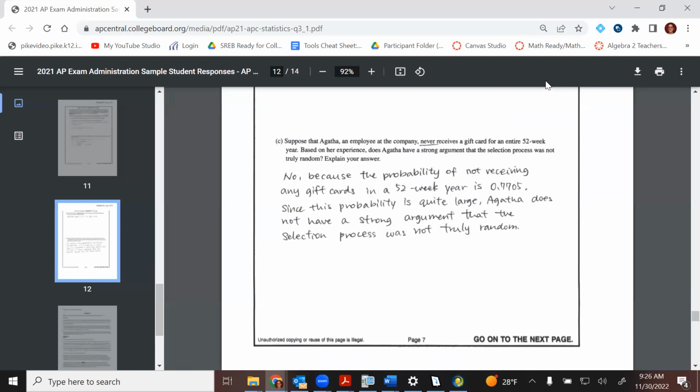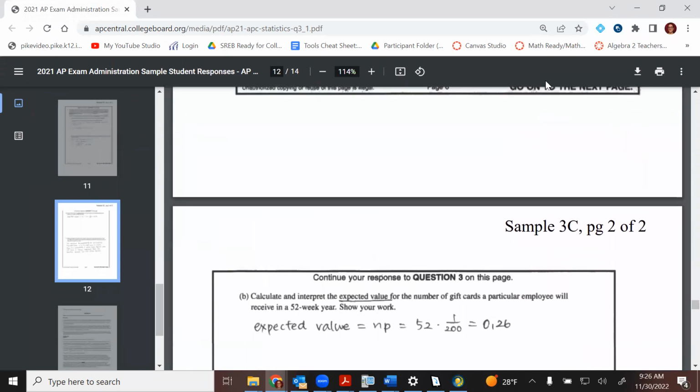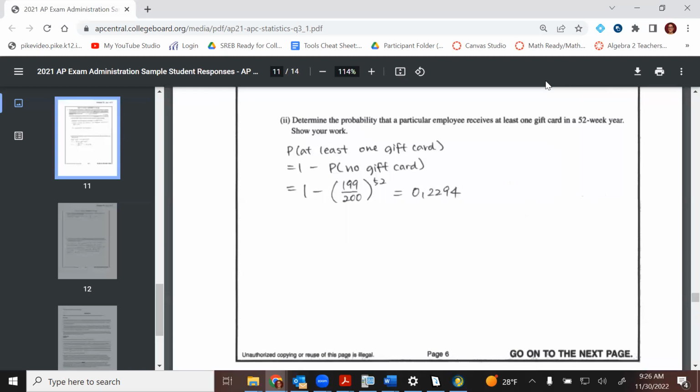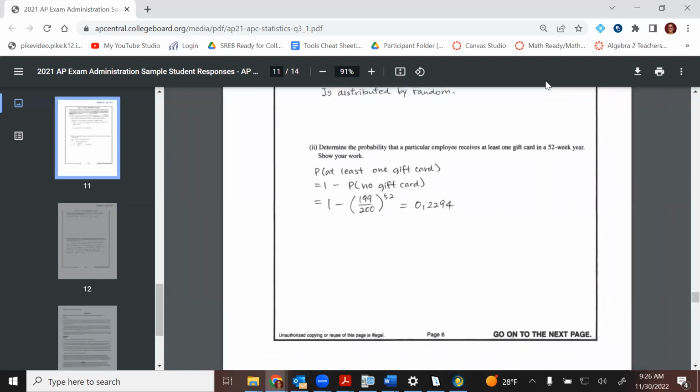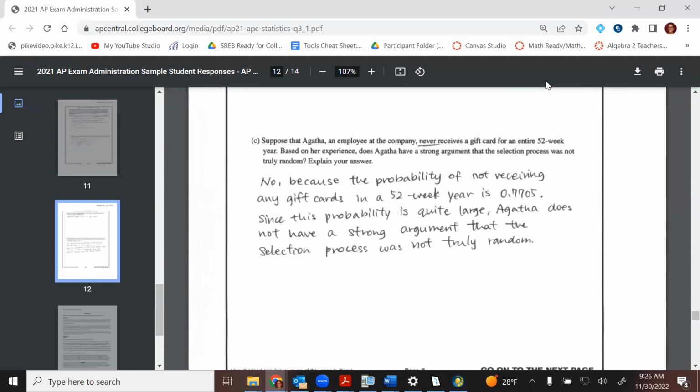Part C, suppose that Agatha, an employee at the company, never receives a gift card for the entire 52-week year. Based on her experience, does she have a strong argument that the selection process was not truly random? No. We want to go back and look at the work that was provided back here. Probability of not getting a gift card is quite high. There we go. Since this probability is quite large, Agatha does not have a strong argument that the selection process was not truly random.